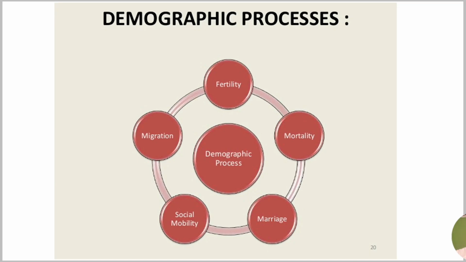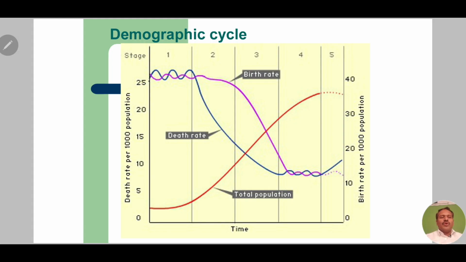What is the demographic process? It is affected by 5 factors, that is fertility, mortality, marriage, migration and social mobility. Because of all these factors, the population size will increase or decrease. What is a demographic cycle? See, the demographic cycle is a common 5-mark question for you.